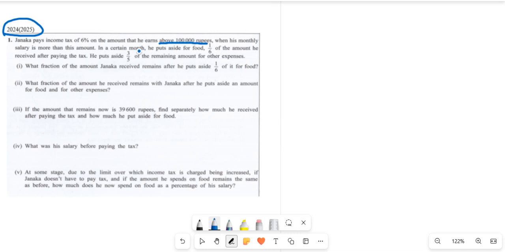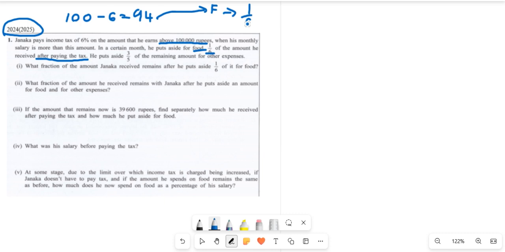It means if he has 100 rupees, he will pay 6 rupees of tax, then the balance he has is 94 rupees. From this 94, he is keeping aside for the food. For the food he is giving 1/6.